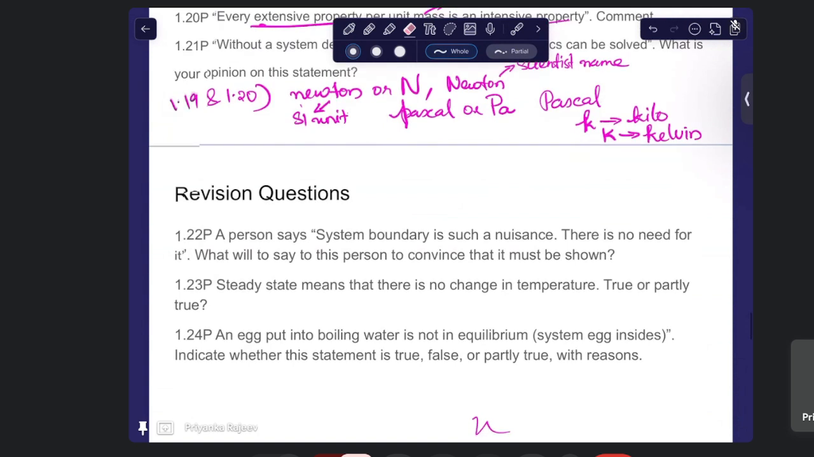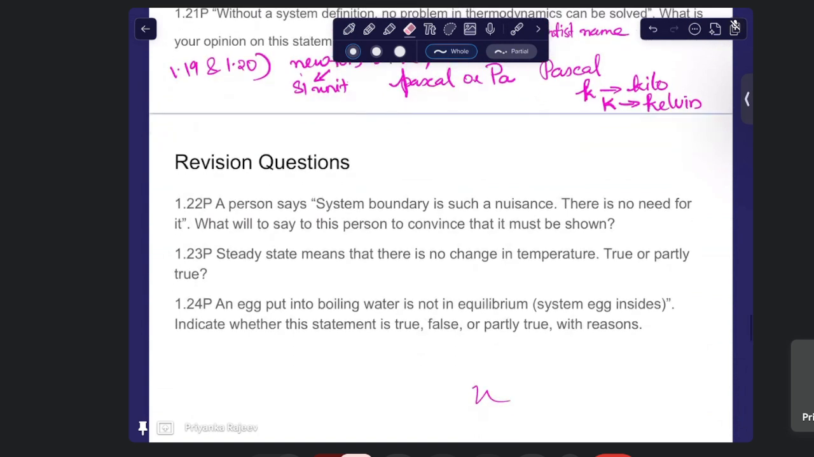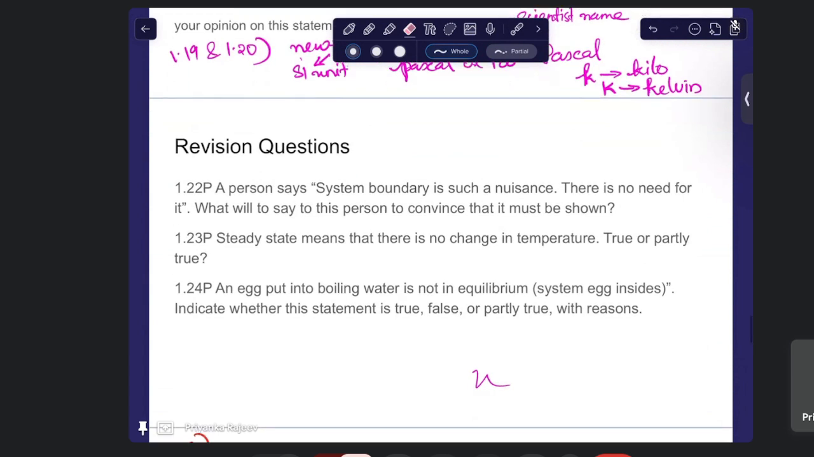Now, again, the same question. A person says the system boundary is such a nuisance, there is no need for it. What will you have to say to convince that person? Again, the system boundary is important for calculating mass flow, energy flow, heat flow, etc. Basically the fluxes. So you should know the system boundary. It can be real or imaginary, but you should define a system boundary to mark the system to be studied. That is very important.